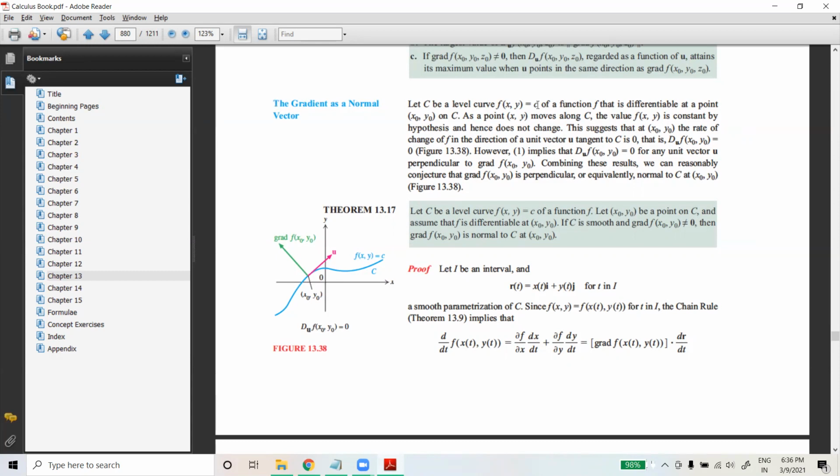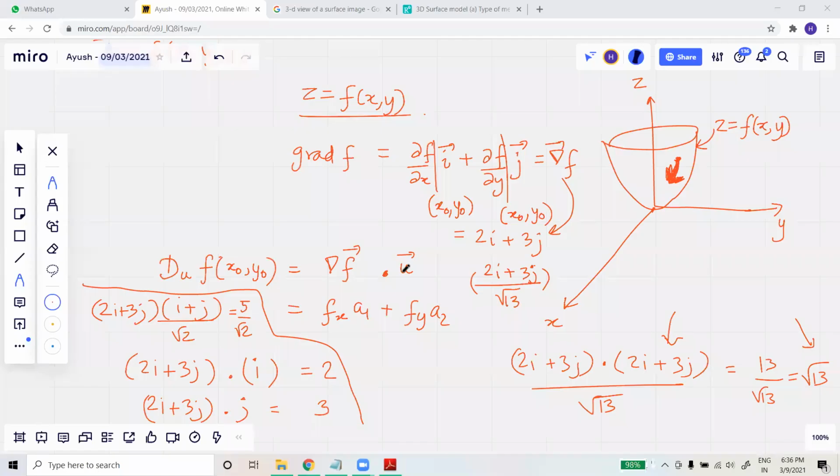So f of x y equals c, for a function that is differentiable at the point. As the point x y moves along C, the value f of x y is constant by hypothesis, it doesn't change. So what is a level curve?